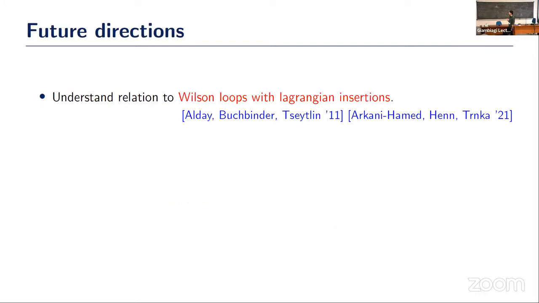So future directions could be, in first place, to understand the relation of the integrated results with Wilson loops with Lagrangian insertions. And what do I mean by this? In N=4 super Yang-Mills, the integrated results were identified with the expectation value of the corresponding tetragonal Wilson loop with the Lagrangian insertion at an arbitrary point, divided by the expectation value of the Wilson loop without the insertion. In ABJM, this is a little less trivial because the Lagrangian in ABJM is not gauge invariant. What is gauge invariant is the partition function.